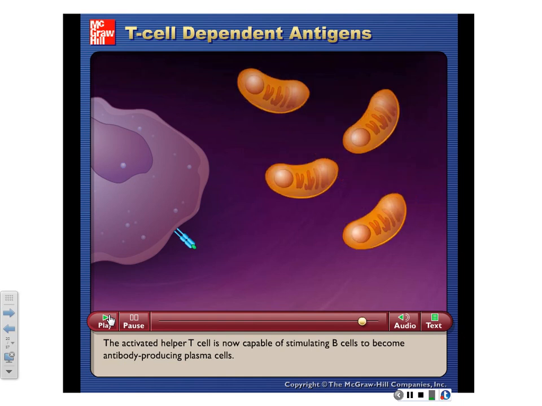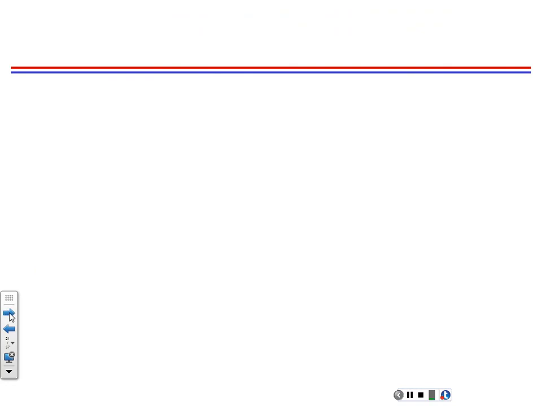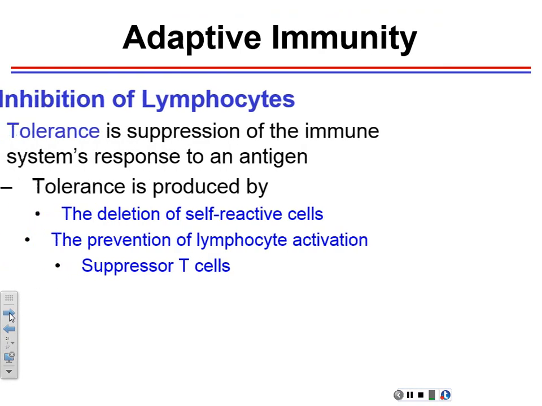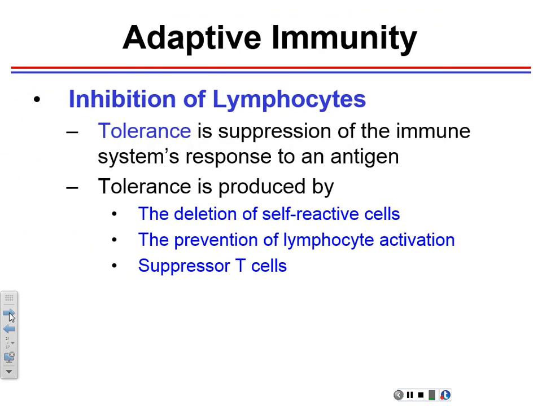So now I'm going to show you how those helper T cells help to activate the B cells. So we're going to talk about B cell activation. Same kind of process that we talked about, but now the helper T cell that's just been activated is going to activate the B cells, right? All right, so before we go into that, we'll talk about tolerance, because that's how the body will not attack its own antigens, all right?